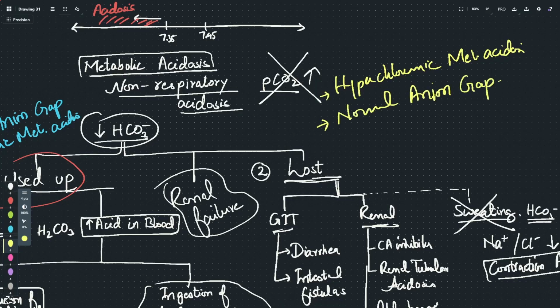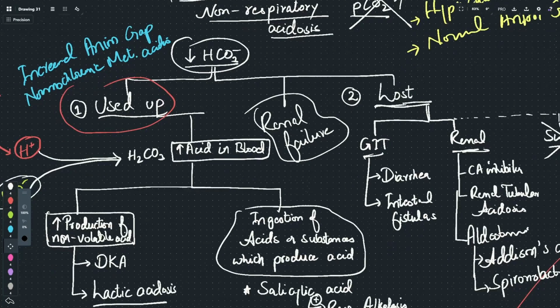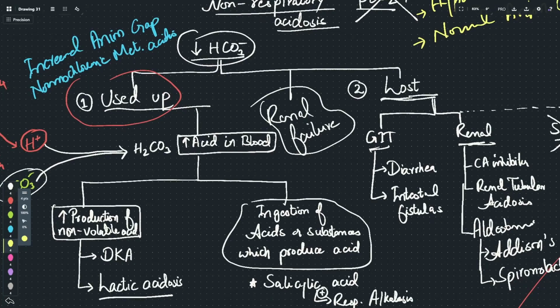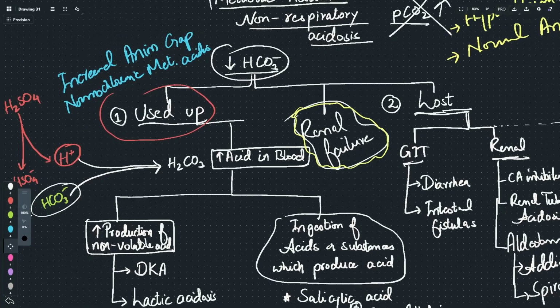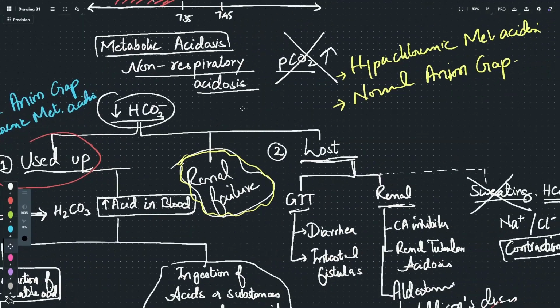Because no other anion is added, no conjugate base is added, nothing is added. But where is this renal failure lying? Is it in the increased anion gap, or is it in this category, normal anion gap?